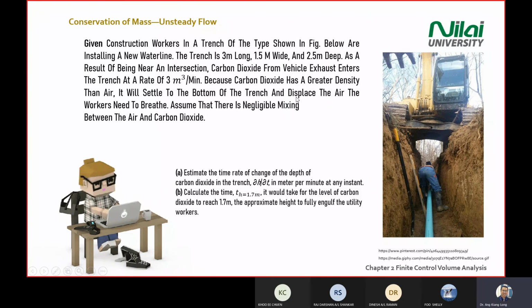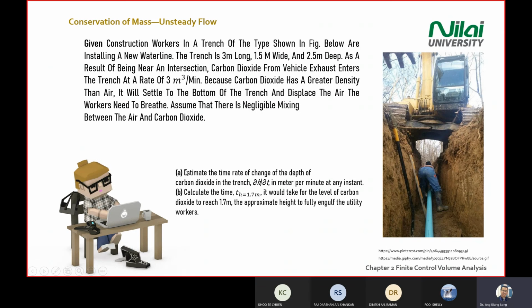This CO2 will displace the air the worker needs to breathe. We will assume that the volume we have is confined within 3 meters, 1.5 meters, and 2.5 meters. In this case we assume no mixing happens. Later, as we study a bit deeper, we will look at mixing in the next session. So in this case there is no mixing between air and carbon dioxide.